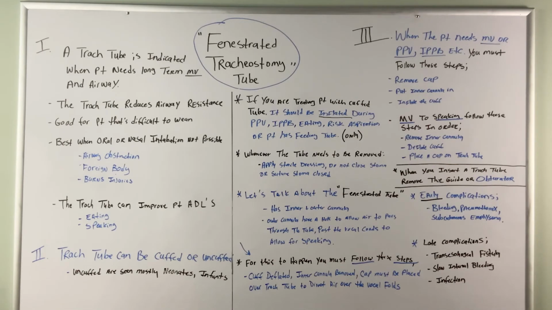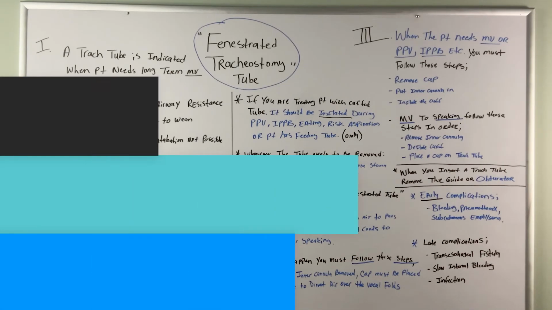Early complications are bleeding, pneumothorax, and subcutaneous emphysema. Late complications are tracheoesophageal fistula, slow internal bleeding, and infection. And there you have it, the fenestrated tracheostomy tube for the TMC exam.